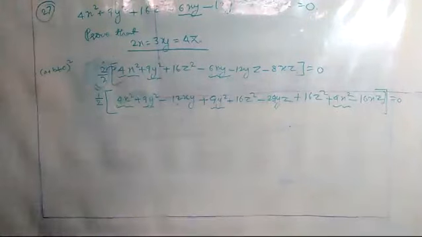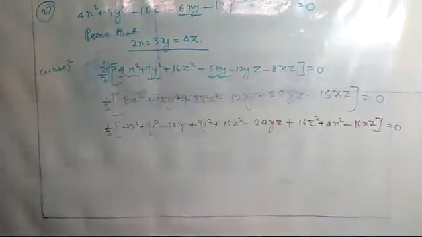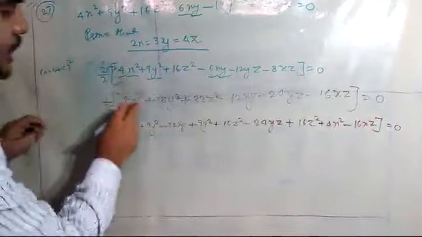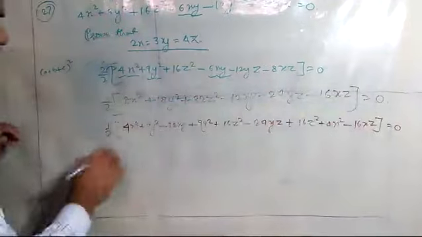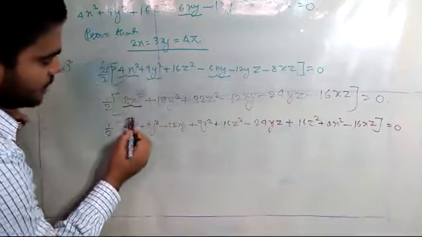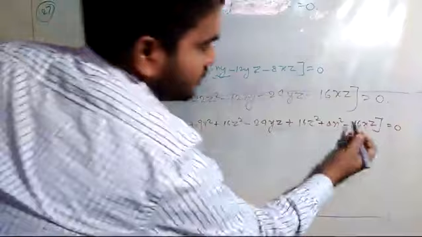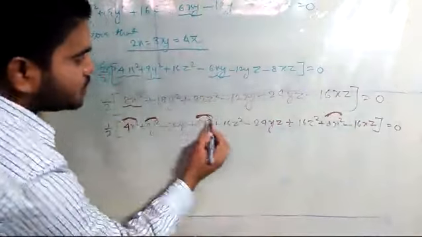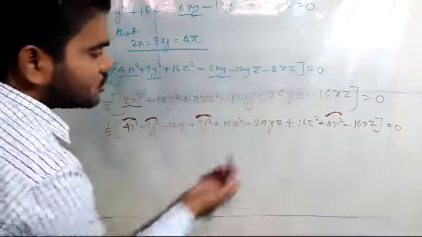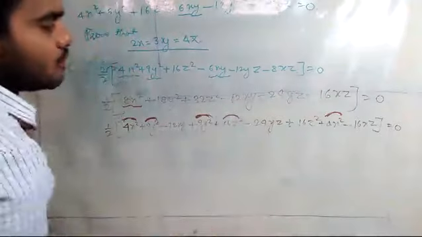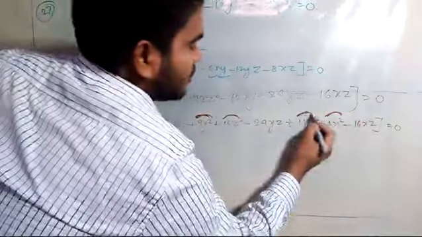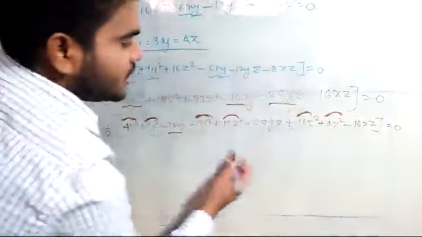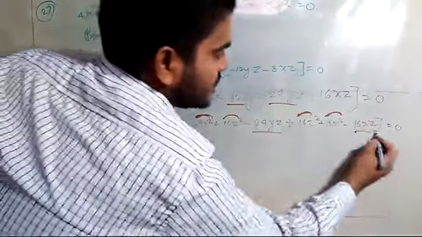Now if not clear, then let me write once again. Same thing I wrote by increasing one line. I doubled it, then I wrote like this, then again I am writing 8x square. Here you see 4x square, here you will see 4x square. Here you see 9y square, here you will see 9y square. That means 18. 32z square is there. 16z square, again here 16z square. Now 12yz here, 12yz here. 24yz, 24yz, and then 16yz.